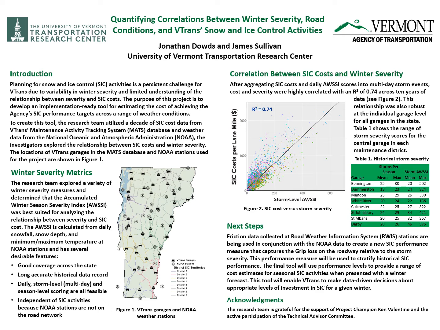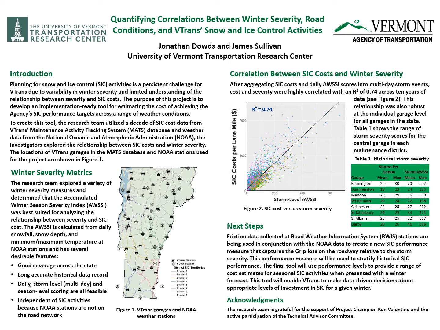Ultimately, we looked at aggregating snow and ice control costs and daily AWSSI scores across multi-day storm events. And once we took this step, cost and severity were highly correlated. The R-square for this was 0.74, meaning that the storm level AWSSI was highly predictive of actual snow and ice control costs. This relationship was robust across all of the garages for which we had data and all parts of the state. We're currently looking at a few regional adjustments that may increase that correlation even higher.